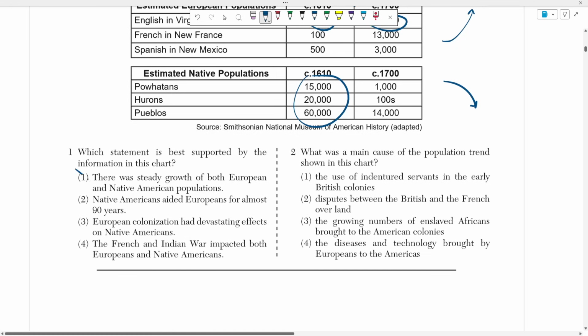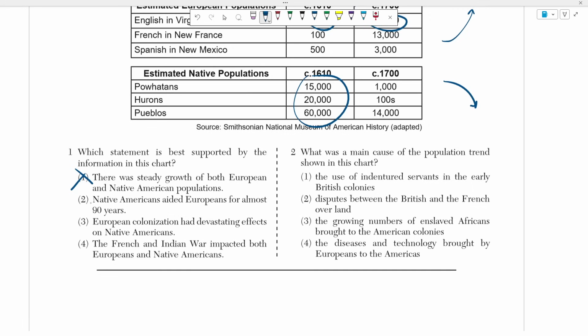Well, it can't be 1 because there wasn't a steady growth of both European and Native American populations. If there was a steady growth of both, there wouldn't be a drop in the Native American populations. It would grow. We wouldn't go from 20,000 to only 100, right? That's a decrease, not a growth.